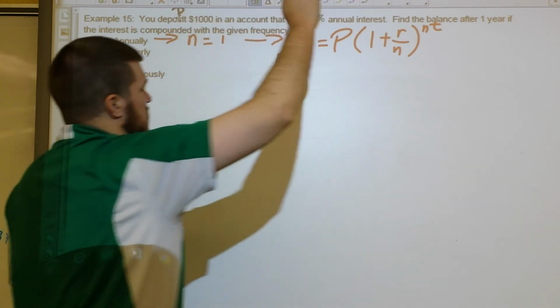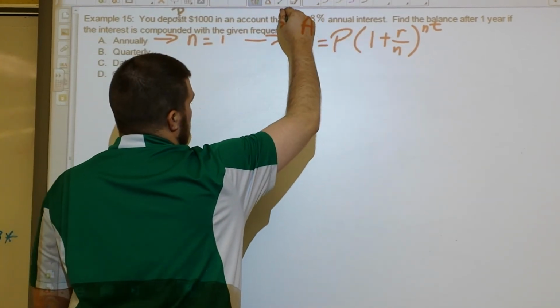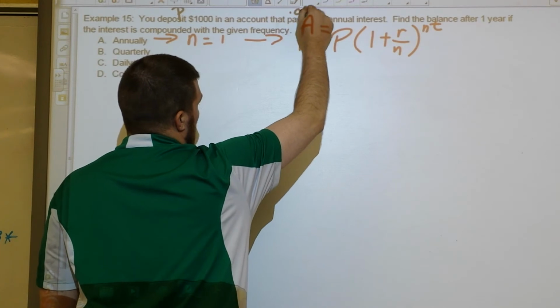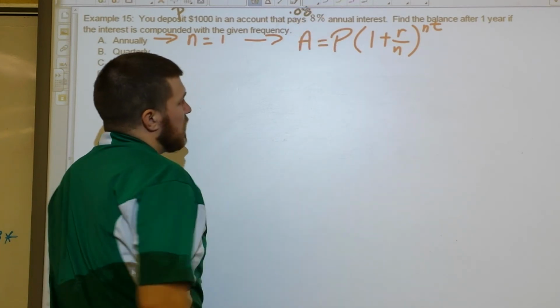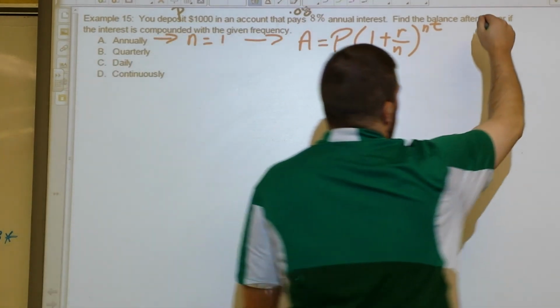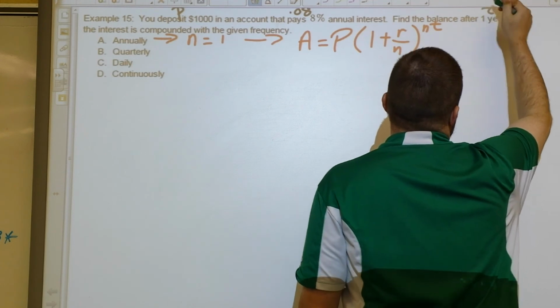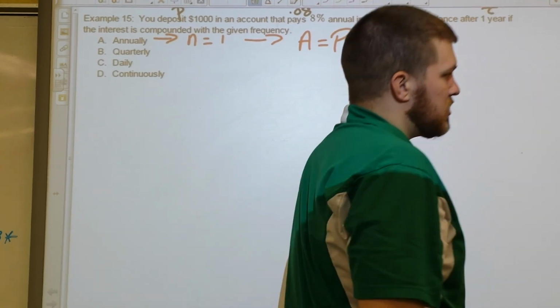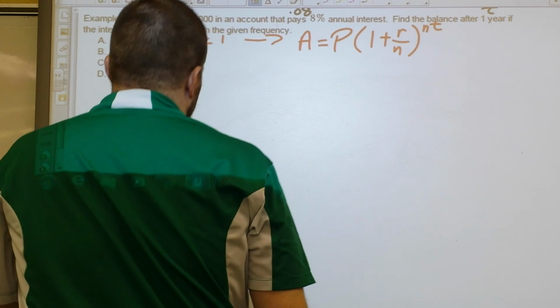P is 1,000. 8%, that's our R, but we want that as a decimal, so 0.08. And then T is 1 year. That's what I suggest you always do: go through and label your problems.